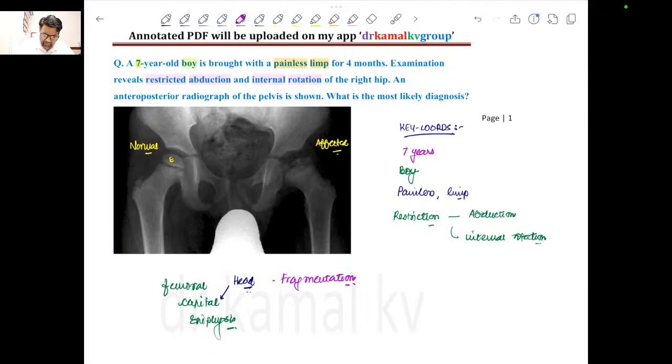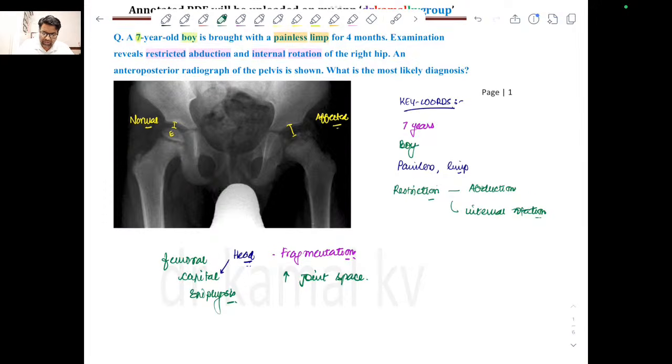Now second, look at the space of the hip joint. This is on the normal side, but look here, this is on the affected side. So what can we write? Increased joint space, right? And third, since the head of the femur is flattened, the epiphysis of the femoral head is flattened, we will write coxa plana. So what word will we use here? That is coxa plana. This is actually flattening of the femoral head epiphysis.